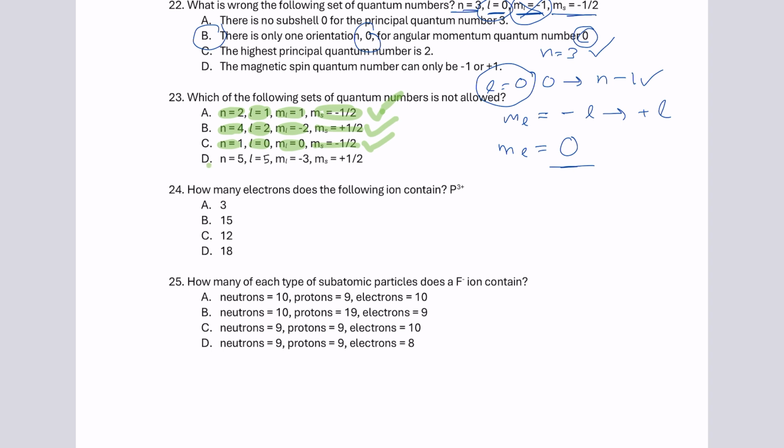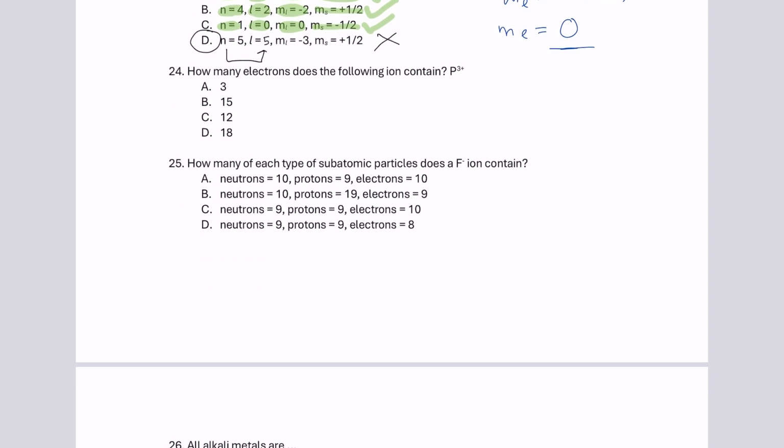Finally, we have D. D says n is equal to 5, l is equal to 5. That's where we see our first mistake. This is where the mistake has occurred. When n is a value like 5, l can only be a value from 0 to n minus 1. l cannot be equal to n. So D is not a valid set of quantum numbers. It is not allowed.